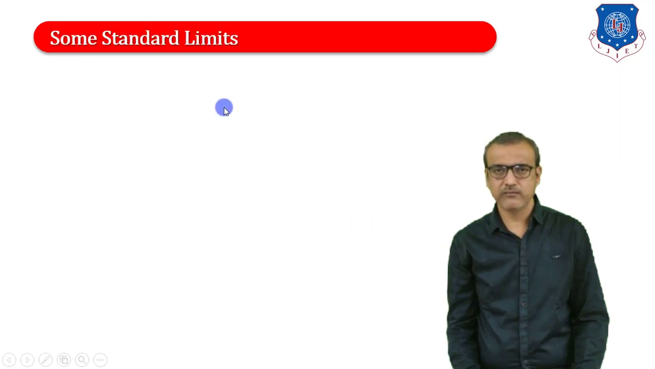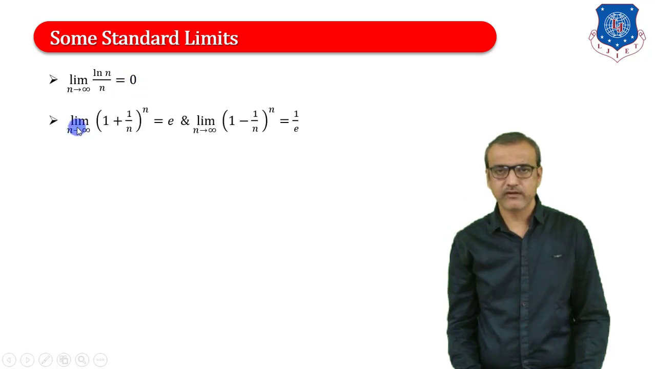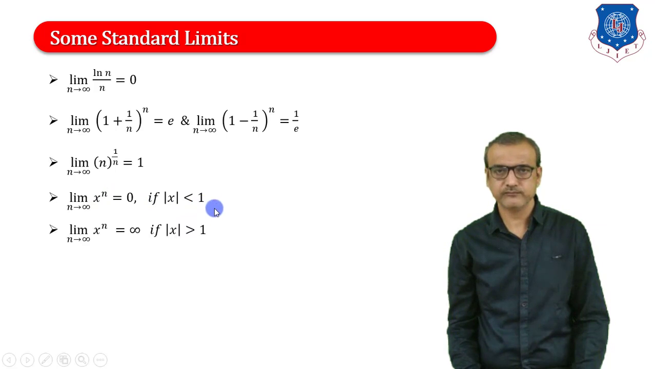Now we have some standard limits. Limit n tends to infinite ln n over n equals to 0. Then limit n tends to infinite (1 plus 1 by n) the whole raised to n equals e, and limit n tends to infinite (1 minus 1 over n) the whole raised to n equals 1 over e. Then limit n tends to infinite n raised to 1 over n equals 1. Limit n tends to infinite x raised to n equals to 0 if modulus of x is less than 1. Limit n tends to infinite x raised to n equals infinite if modulus of x is greater than 1.